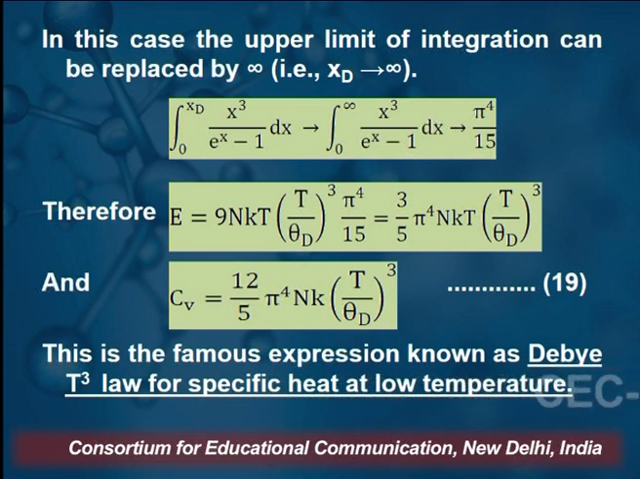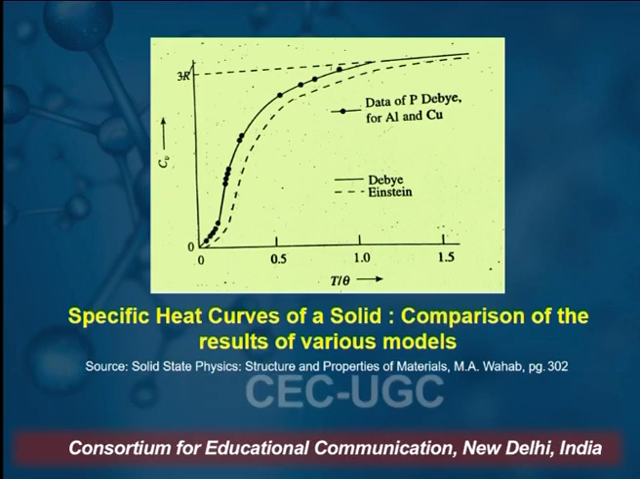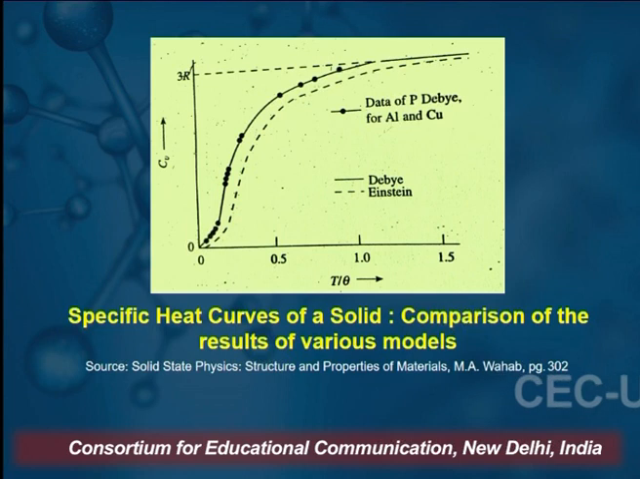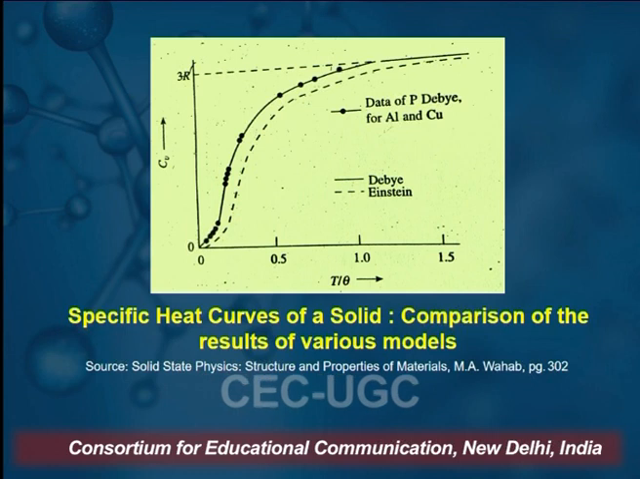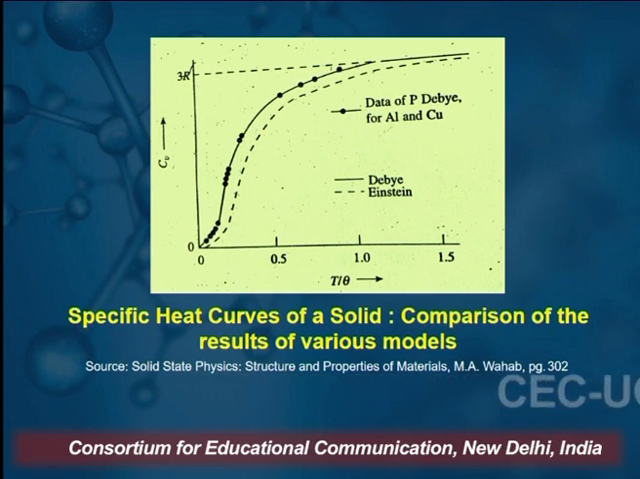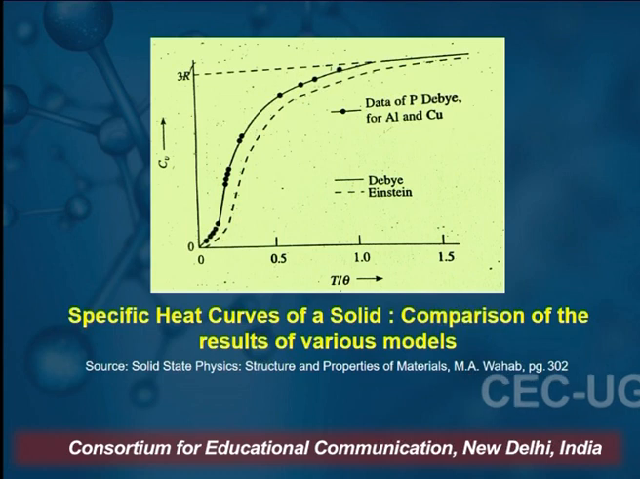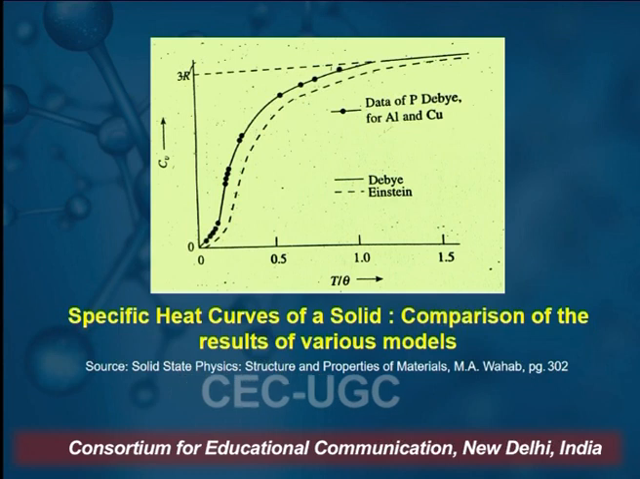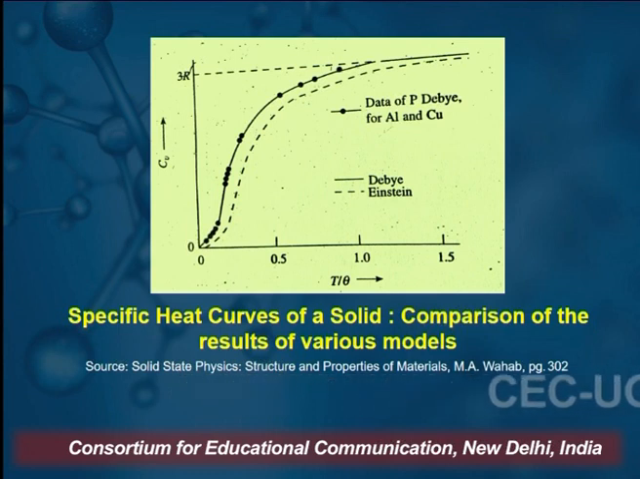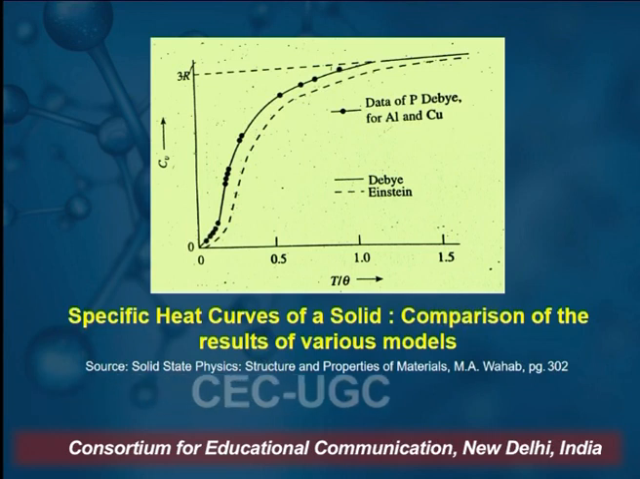This shows that specific heat falls as T cube. If I look at the graph, the dotted line Cv equal to 3R is the classical result, and the other one is the Einstein result. The experimental points are shown by dots and the Debye value is shown by the solid line. We find that there is a good approximation. It explains the low temperature variation of the specific heat with temperature very well.